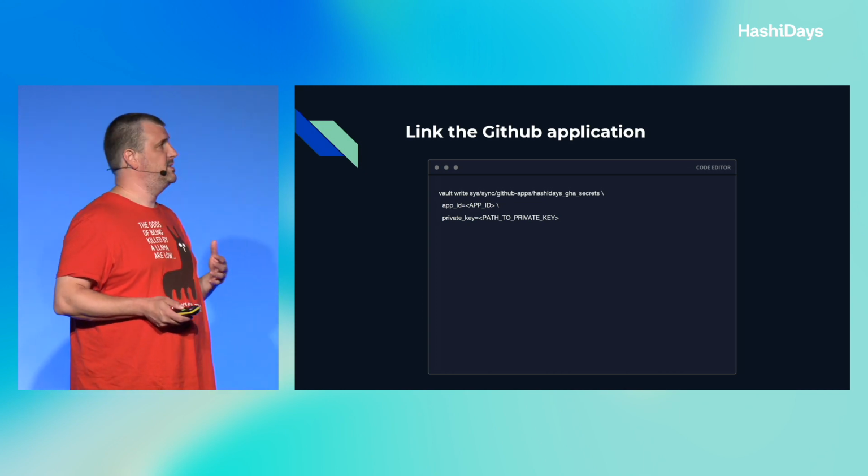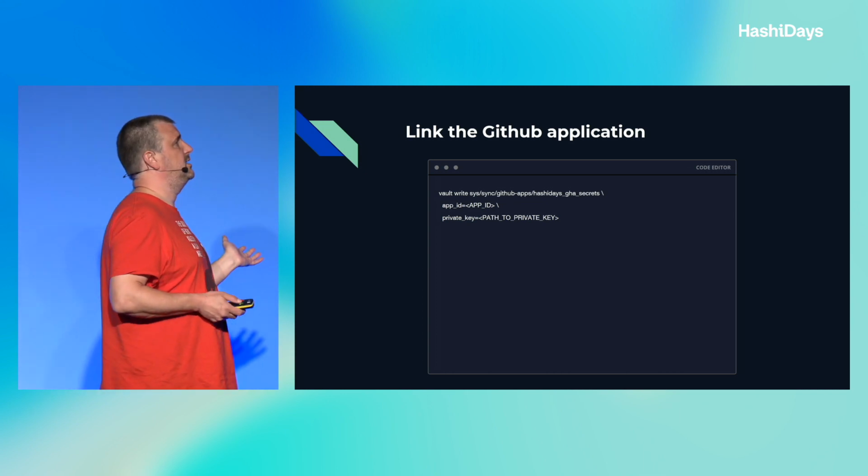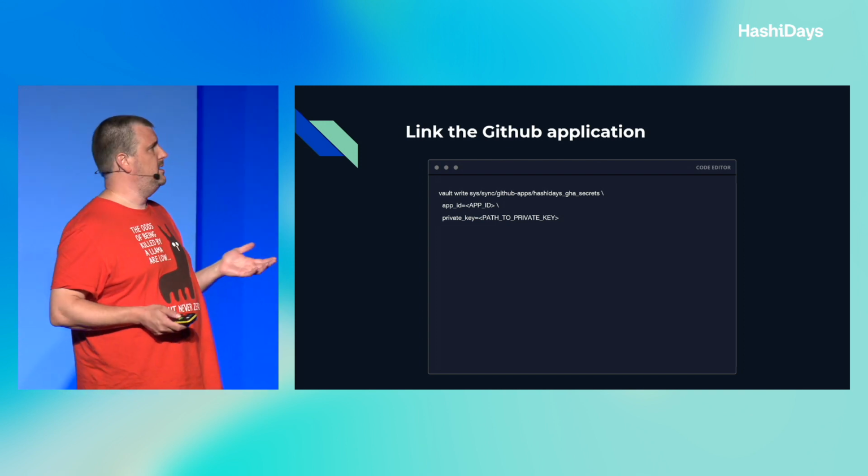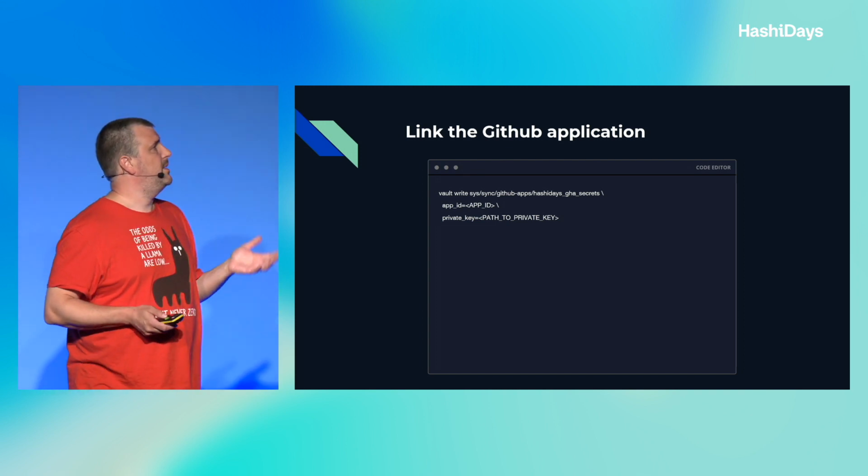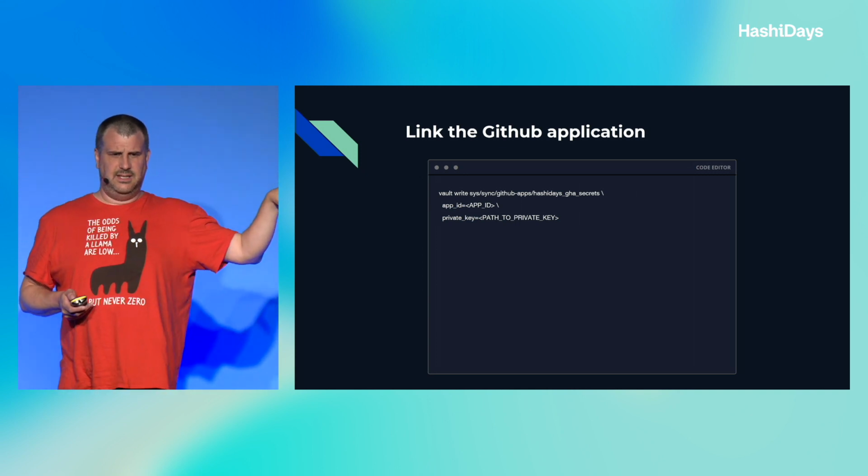So now, we can still Terraform it since 1.6, but we need a couple of steps. We actually write into KV. We set up a GitHub app. We link the app ID we've seen in the previous slide.